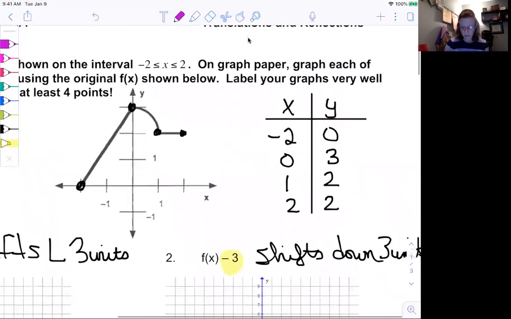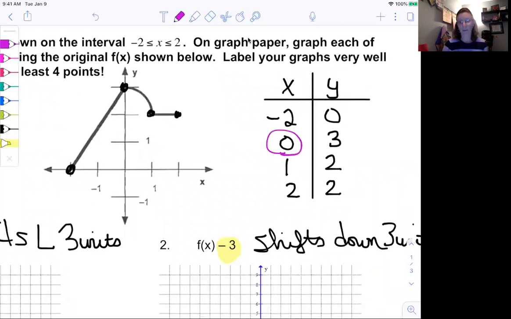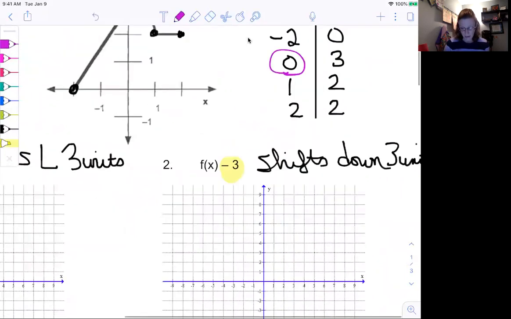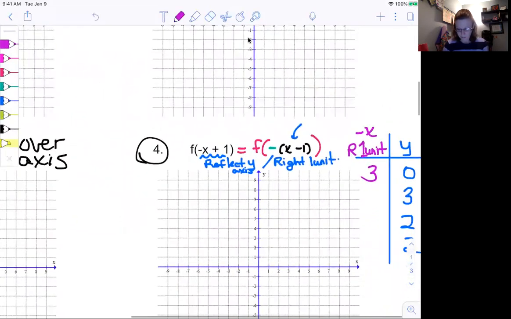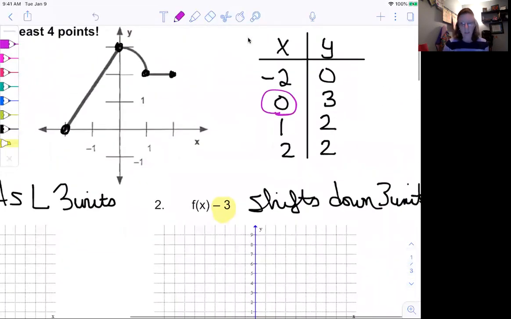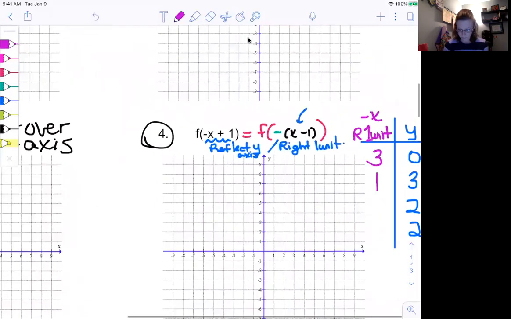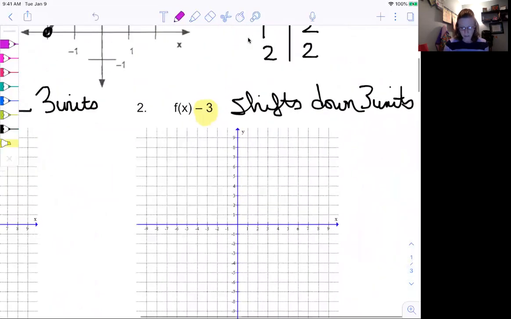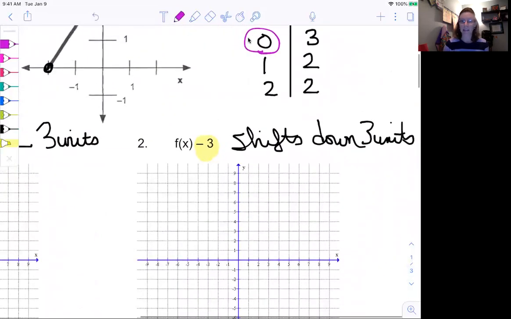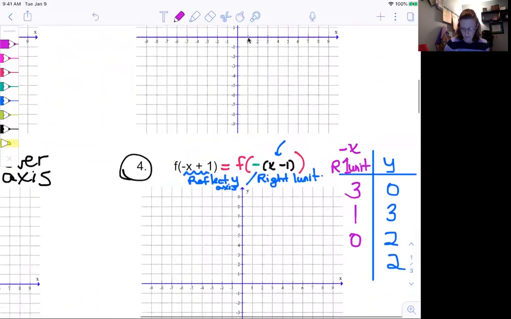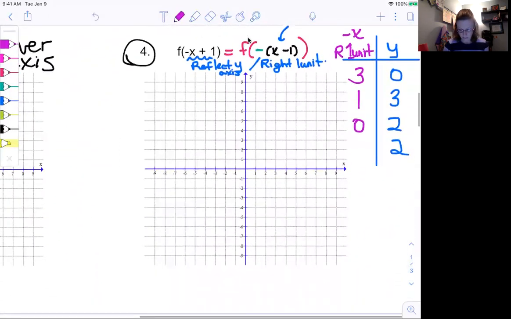I'm going to do that same thing with the second one. I'm now looking at the 0. I'm making it negative. Well, -0 is just 0. And then I add 1 to it to move it to the right. I have a 1. I'm making it negative. Now it's -1. Adding 1 is 0. And then finally, I have a 2. I'm making it negative. And then adding 1 means I have a -1.